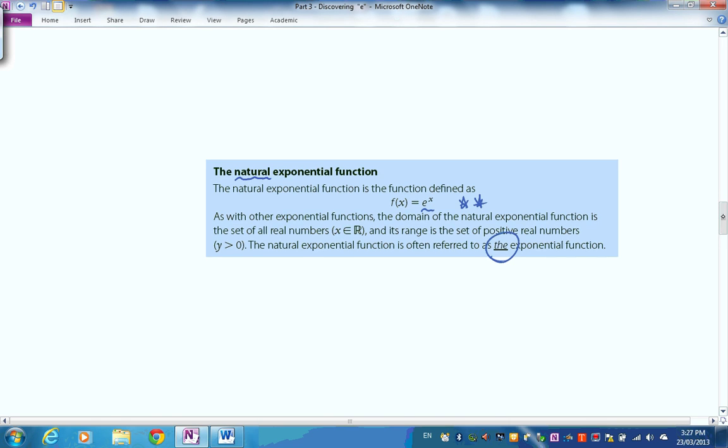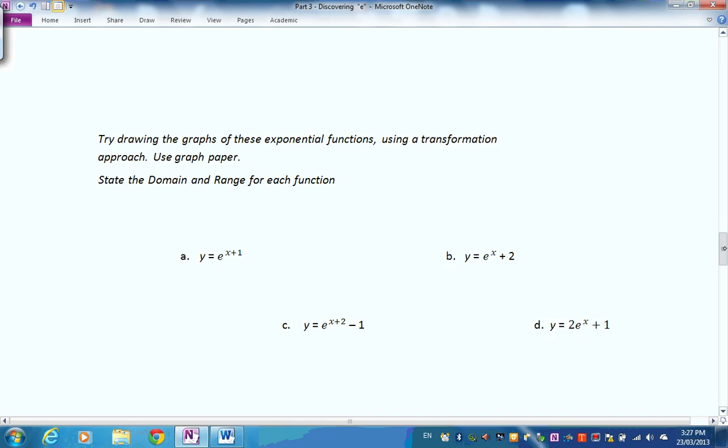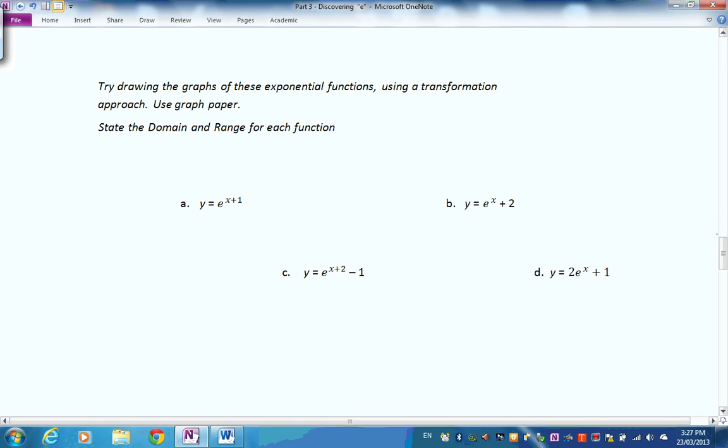Okay, let's come down. I've got some little problems for you, because obviously, having discovered e and going to see how important it is later on, we're going to need to be able to work with it quite a bit. So look at what I've got for you here. I want you to try to draw the graphs of these exponential functions, they've all got e in them, using a transformation approach on graph paper.